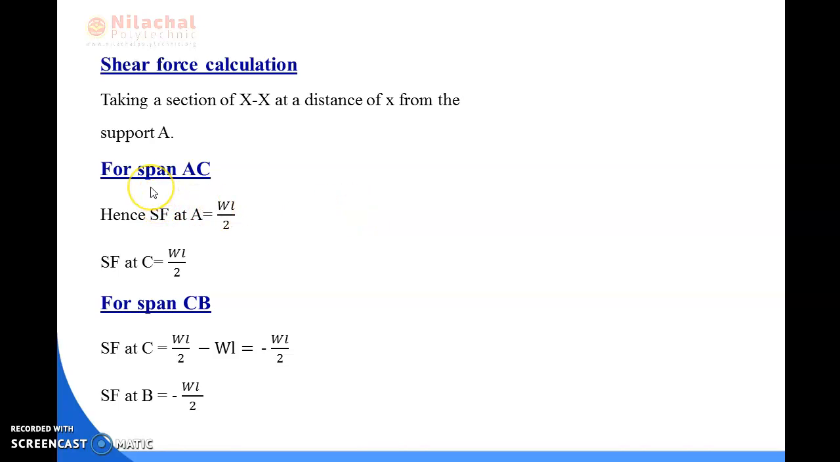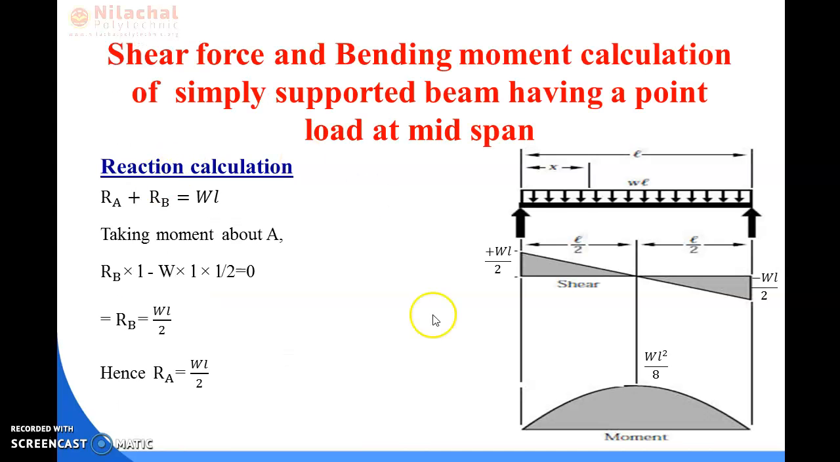So first of all, we need to subdivide the whole span of the beam into two sections. First of all, span AC, and second section will be span CB. In case of span AC, the shear force at point A will be the reaction at point A, which is WL by 2, which we have calculated from the reaction calculation. So at the point A, the shear force is WL by 2.